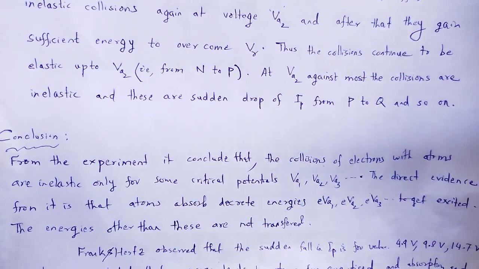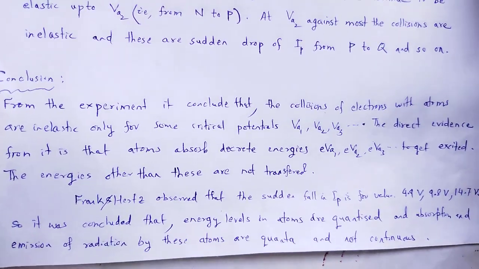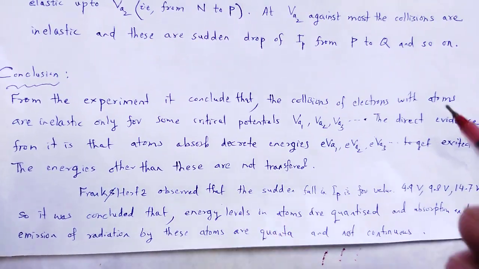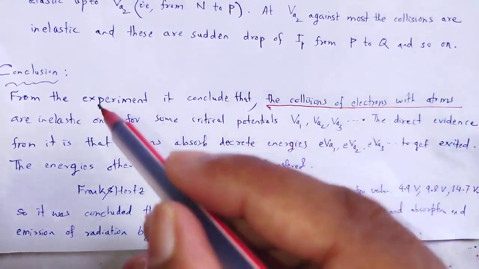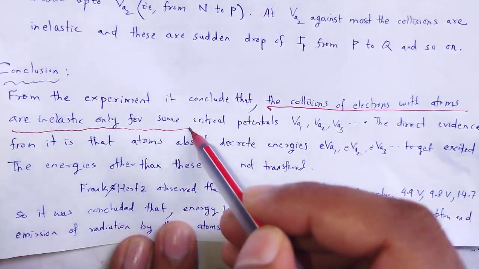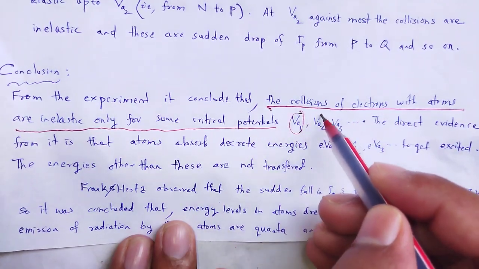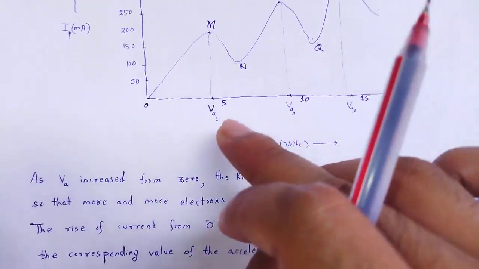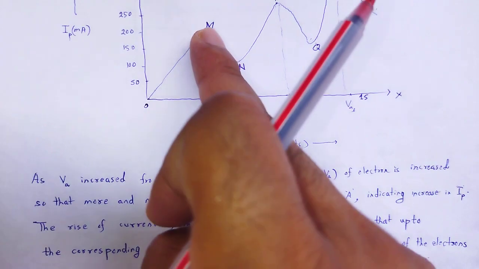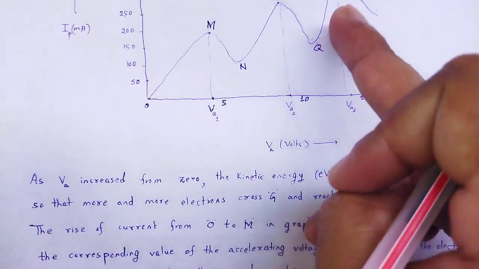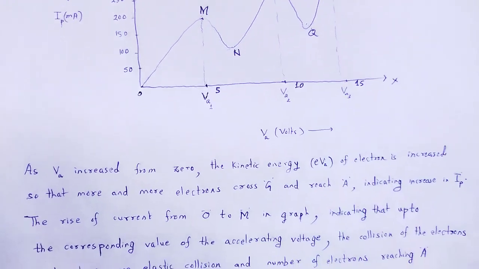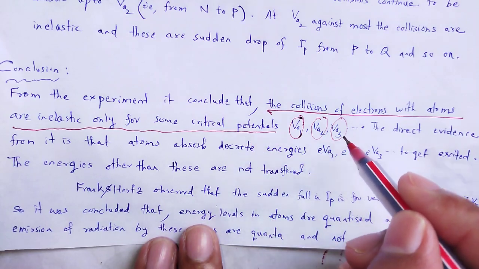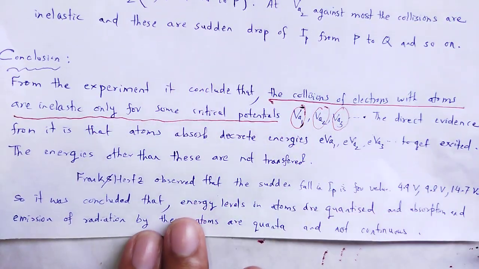What do we conclude? From the experiment, it is concluded that the collisions of electrons with atoms are inelastic only for some critical potentials V_A1, V_A2, V_A3. At these critical potentials, the collisions are called inelastic. At each of these points, the current falls, and at these critical potentials we notice the inelastic collision.